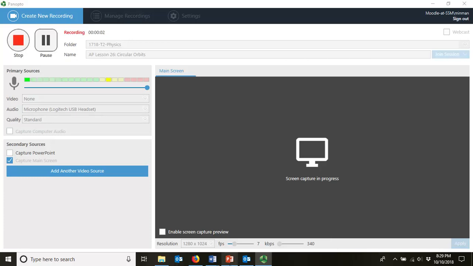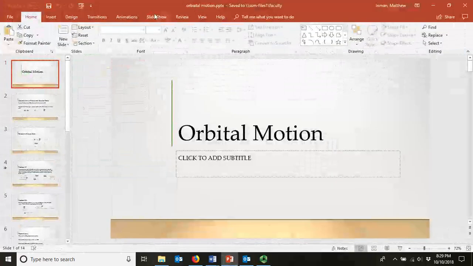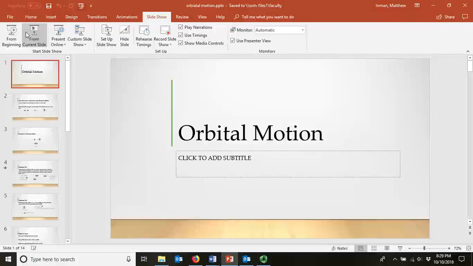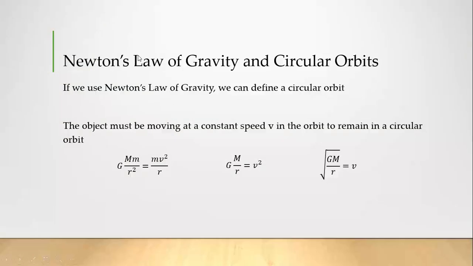Alright, so in this lesson we're going to start talking about circular orbits when we start looking at orbital motion, and what we really mean when we talk about a circular orbit. To talk about a circular orbit, what we can use is Newton's law of gravity, which is the way Newton described gravity, to define a circular orbit.